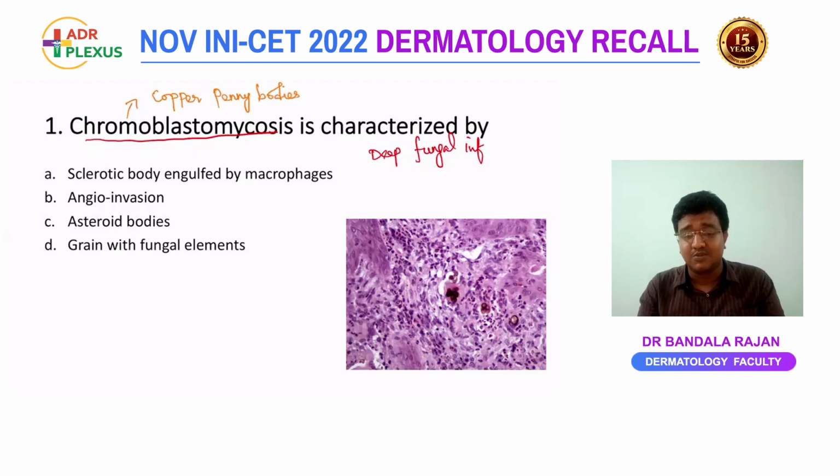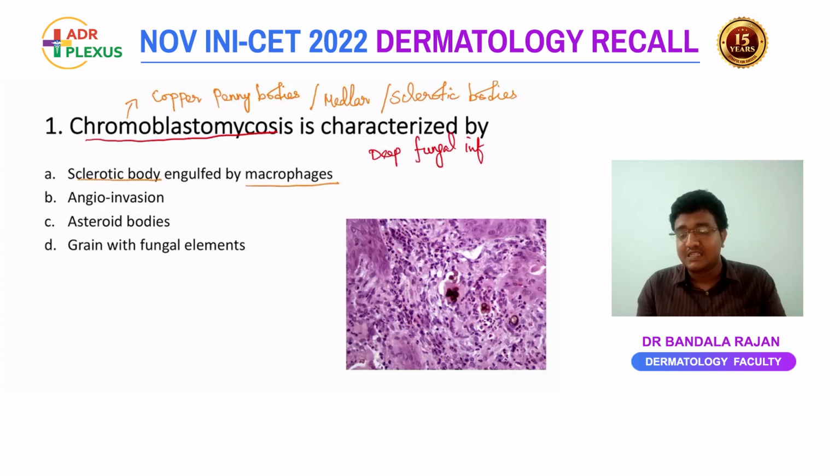Here we can see the options given are sclerotic bodies, angioinvasion, asteroid bodies, grain with fungal elements. There is a slight twist in this question because the copper penny body is also known as medlar bodies or sclerotic bodies. So with this itself we can find out the answer. Here the Chromoblastomycosis is characterized by sclerotic bodies engulfed by macrophages.